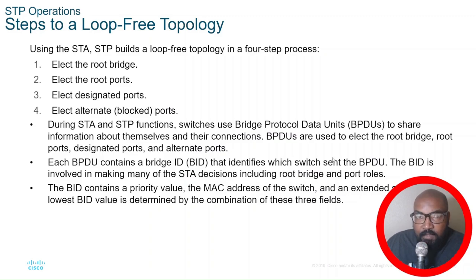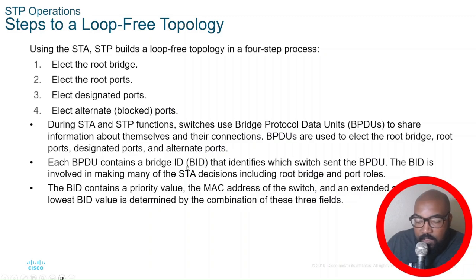So it sends information. As soon as it's hooked up, the switch sends information to the other switch and says, hey, this is my ID. I can do the same thing you can do, but here's my ID. We need to elect to figure out who's going to do what. The BID contains a priority value, the MAC address of the switch, and the extended system ID, essentially the VLAN. The lowest bid value is determined by the combination of these three fields.